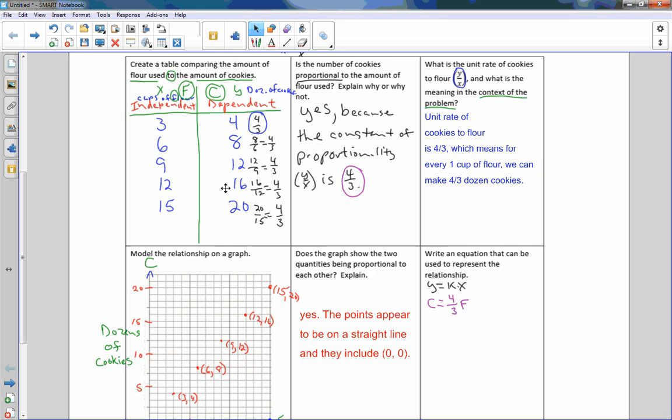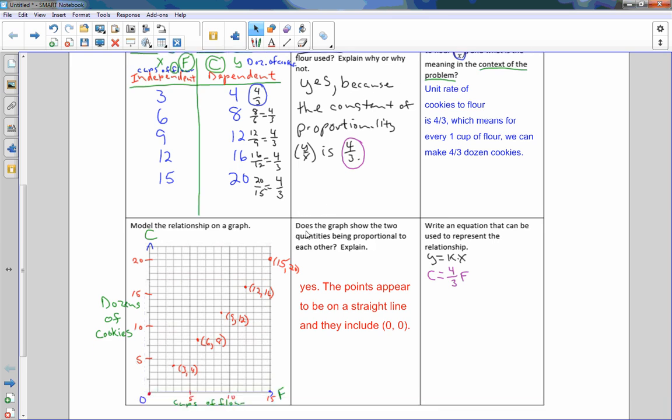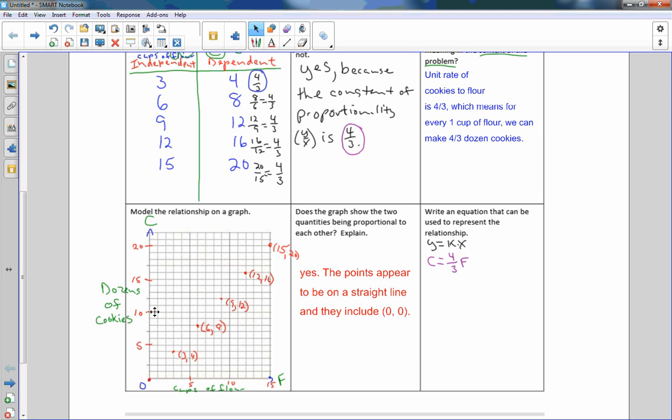Recapping, we made a chart, a table. Then we answered if it's proportional or not. Then we found the unit rate, which is the constant of proportionality. Then we graphed it, labeling our axis. And then finally, they look proportional graphically, and the reason. And then the equation that would create that line is c equals 4/3 f.